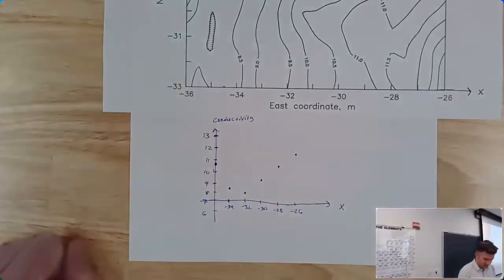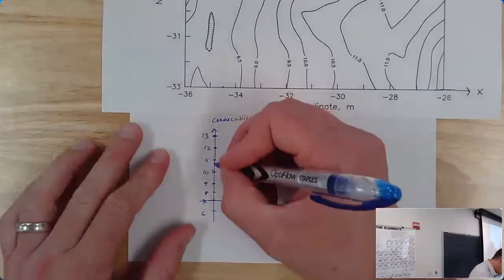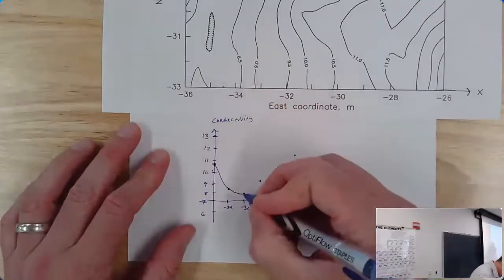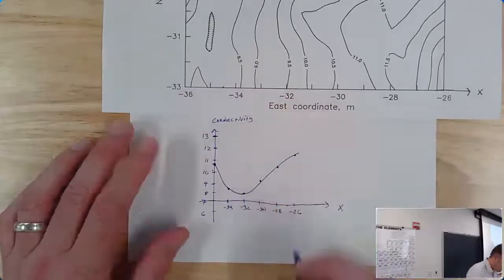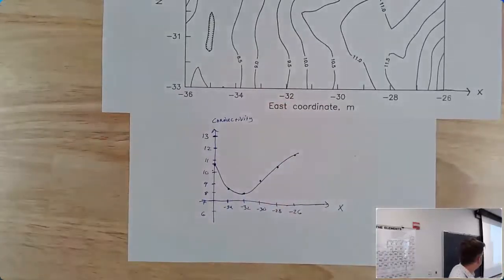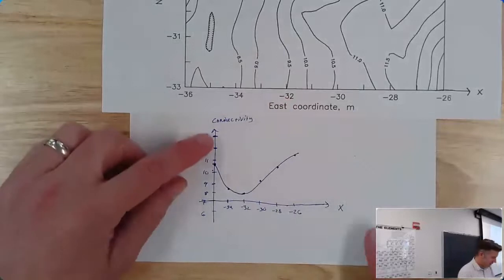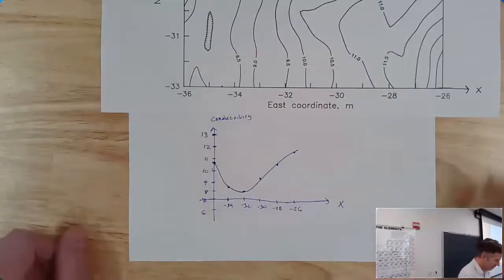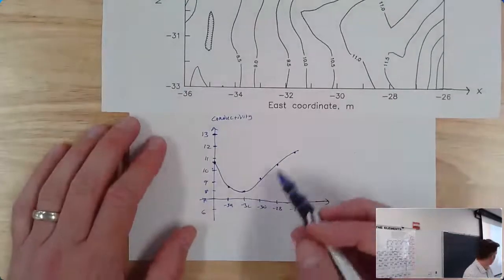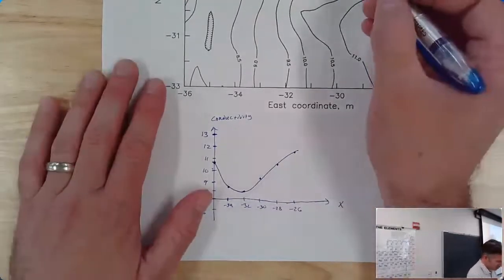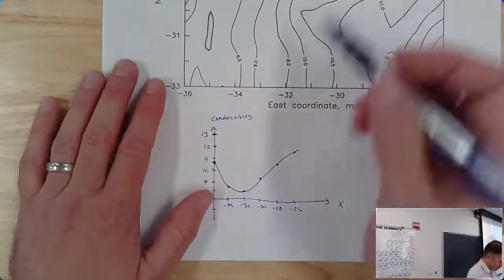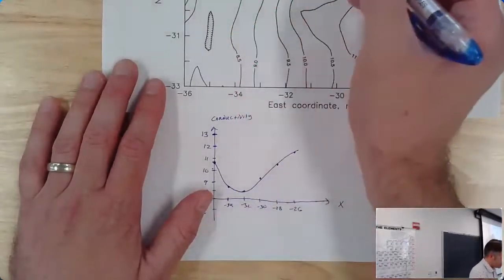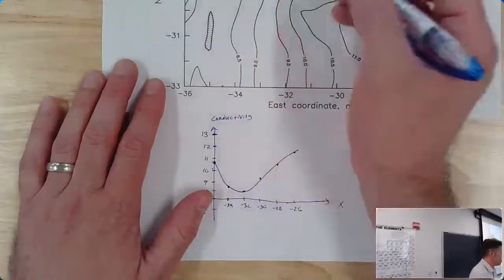I've probably gone a little too straight for my taste, but it kind of does this, kind of like that. So that's what our conductivity values versus our x values look like. And you can see it's steeper over here because we're crossing lines faster, whereas it's more gradual in the middle here because there's a lot of distance between each of our level curves.